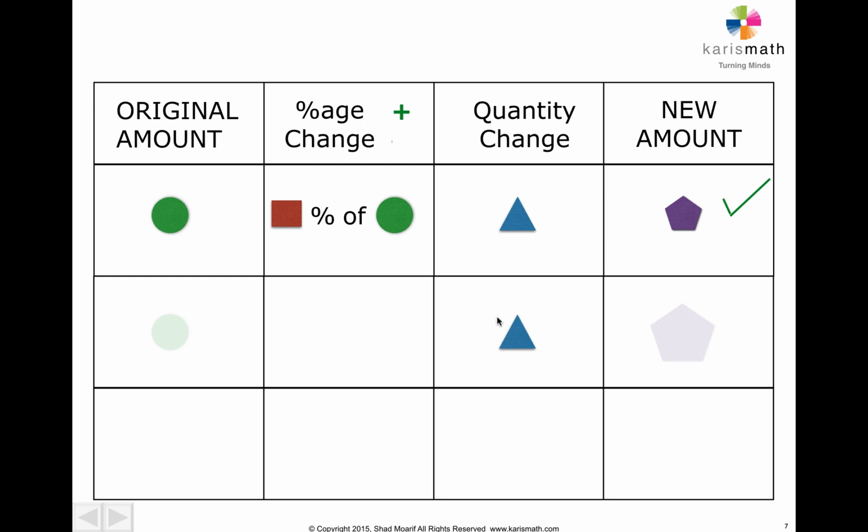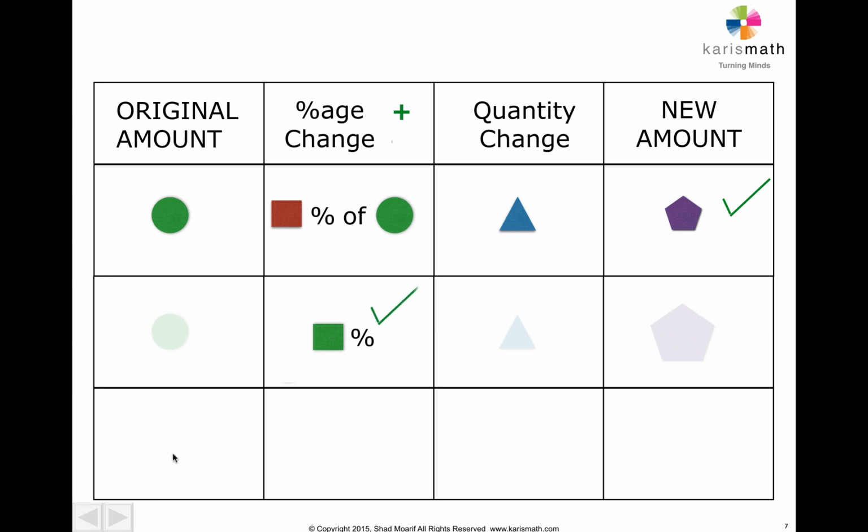Now, if you know the change in quantity, you can work out the percentage change, because the change in quantity over the original amount is the fractional change, or the fractional increase. So if you multiply it by a percentage, you'll get the percentage increase. So there you go. You can fill in all these missing bits.